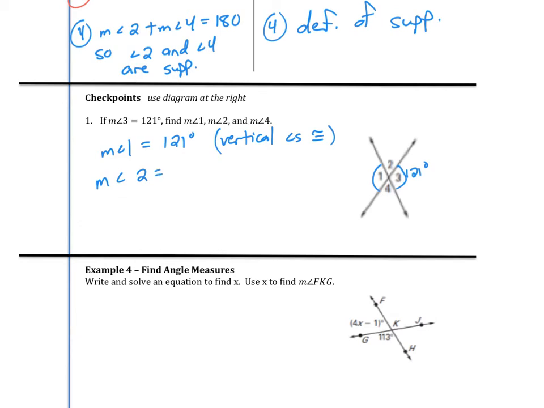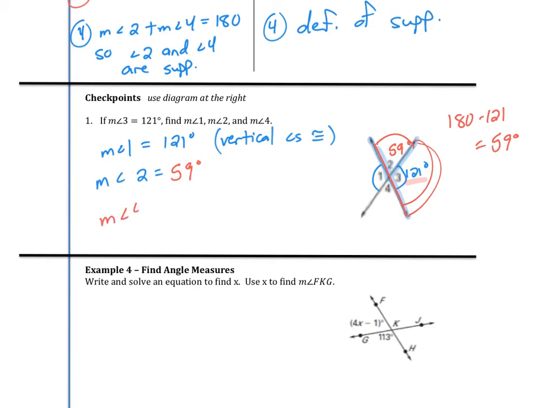The measure of angle 2: if you look at this, angle 2 and angle 3 form a linear pair. So if this is 121, how big does angle 2 have to be? Well, they have to add up to 180, so 180 minus 121 is equal to 59 degrees. So angle 2 has to be 59 degrees because they form a linear pair. You see this forms a line. So 59 plus 121 is 180.